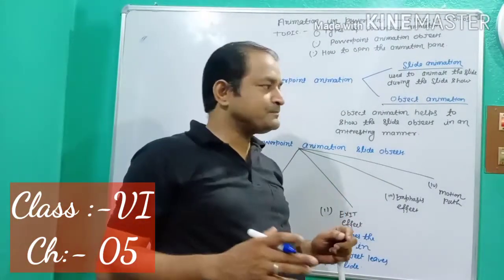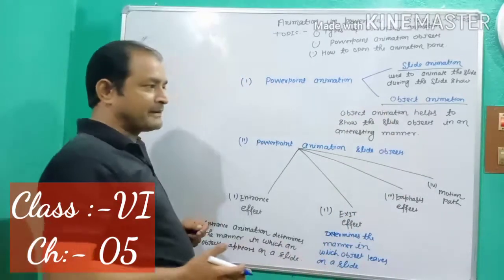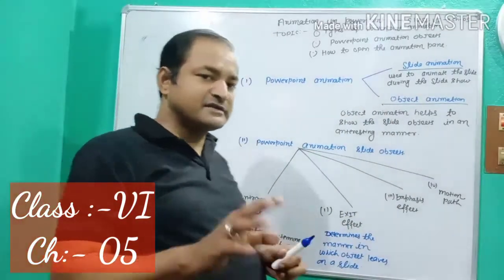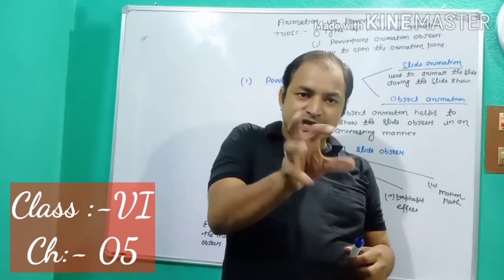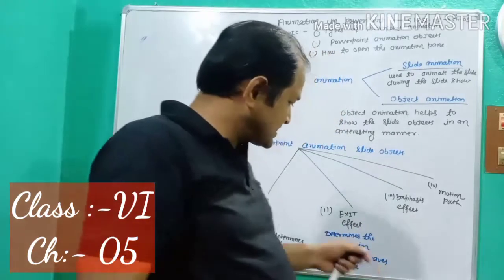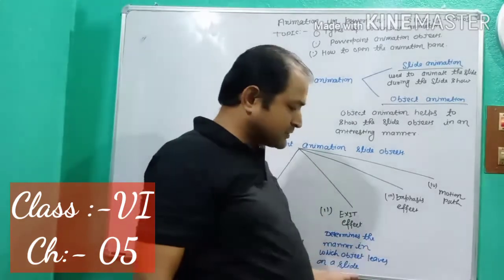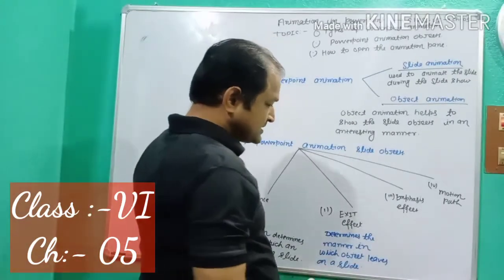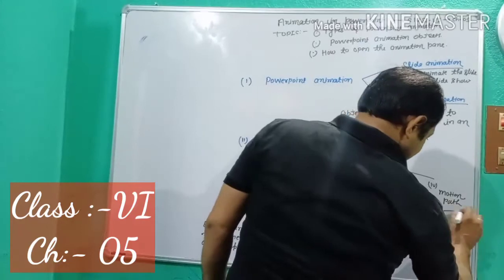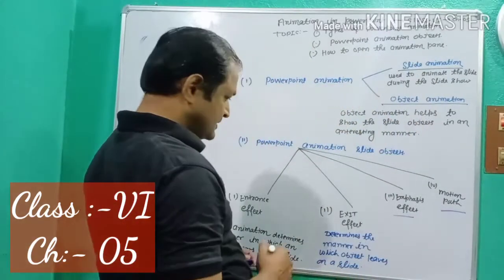Suppose you work with a PowerPoint presentation and so many objects automatically move. The entrance effect moves the object in, and the exit effect moves the object out. Then there are the emphasis effect and the motion path.